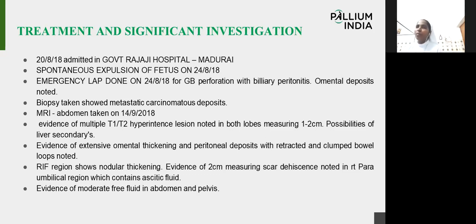Emergency laparotomy was done on the 24th for gallbladder perforation with biliary peritonitis, and omental deposits were noted. The biopsy taken showed metastatic carcinomatous deposits. MRI was done, which showed possibilities of liver secondaries, peritoneal deposits, and evidence of ascitic fluid, free fluid in the abdomen and pelvis. Next slide.